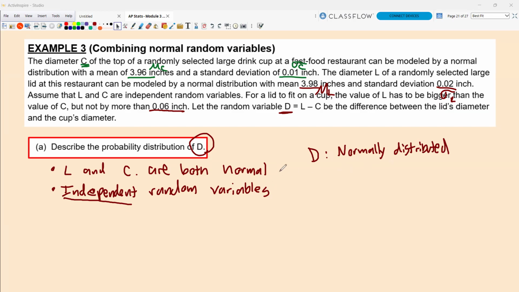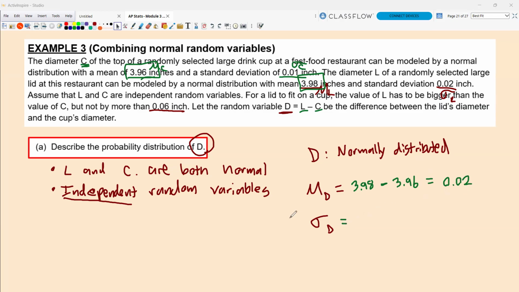But in order to describe the probability distribution, we must come up with the mean of D and the standard deviation of D. So the mean is going to be, since we're doing subtraction, the difference between those two means, L minus C. So I have my L here as 3.98 inches, so it's going to be 3.98. And then we're going to subtract the 3.96. So that mean is going to be 0.02.